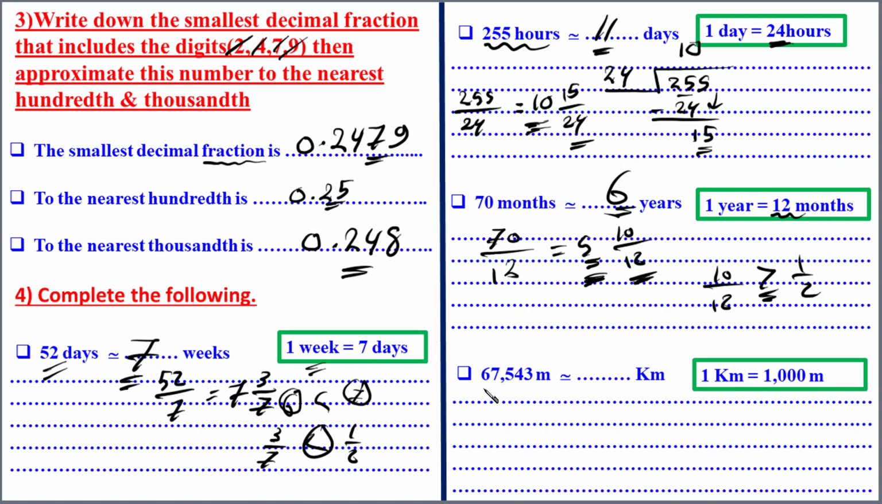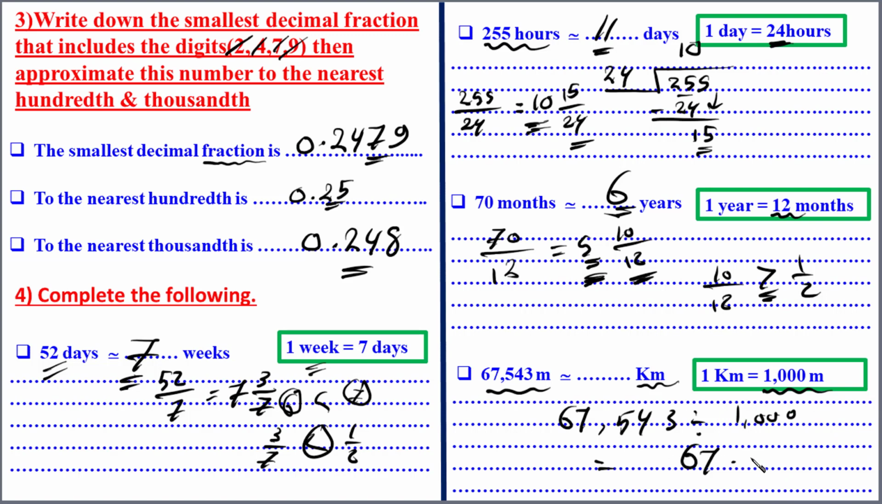Next, 67,543 meters approximately equals how many kilometers? We studied before that 1 kilometer equals 1,000 meters. So we have to convert this quantity to kilometers. We will divide 67,543 by 1,000. When we divide a whole number by 1,000, just insert the decimal point after 3 digits from the right.